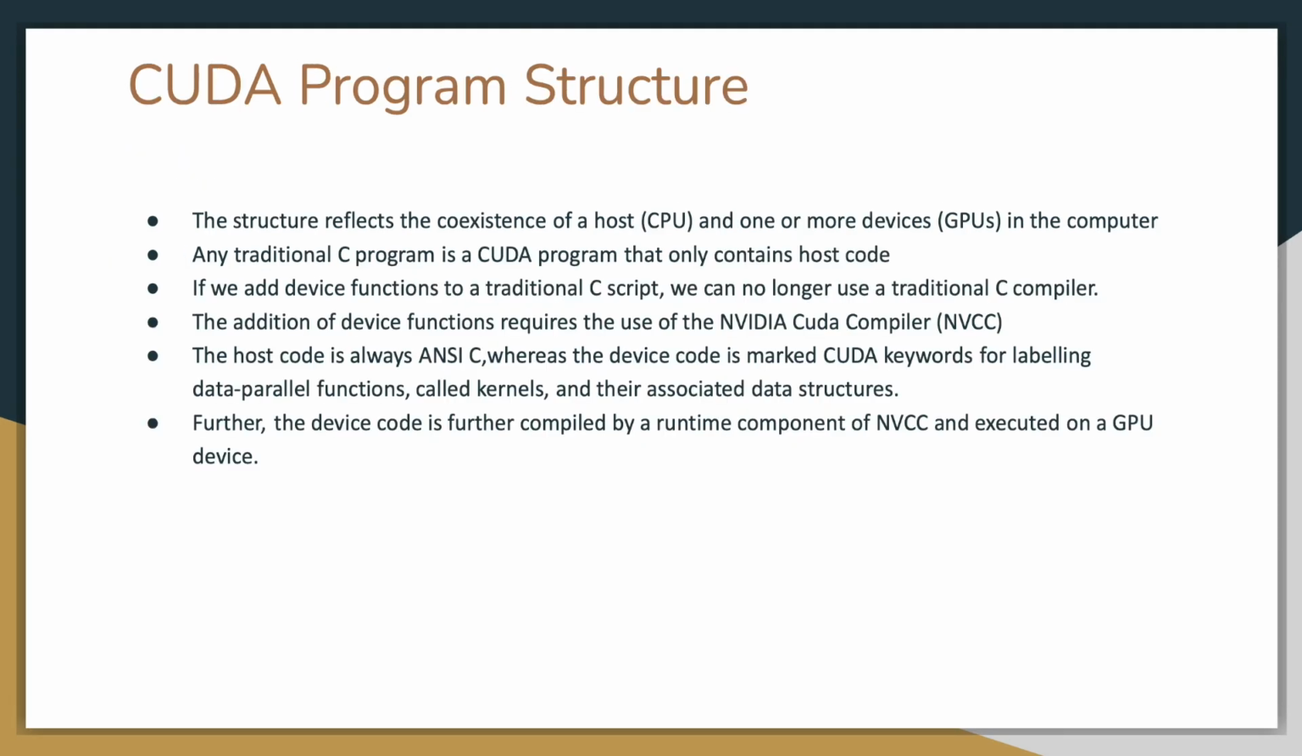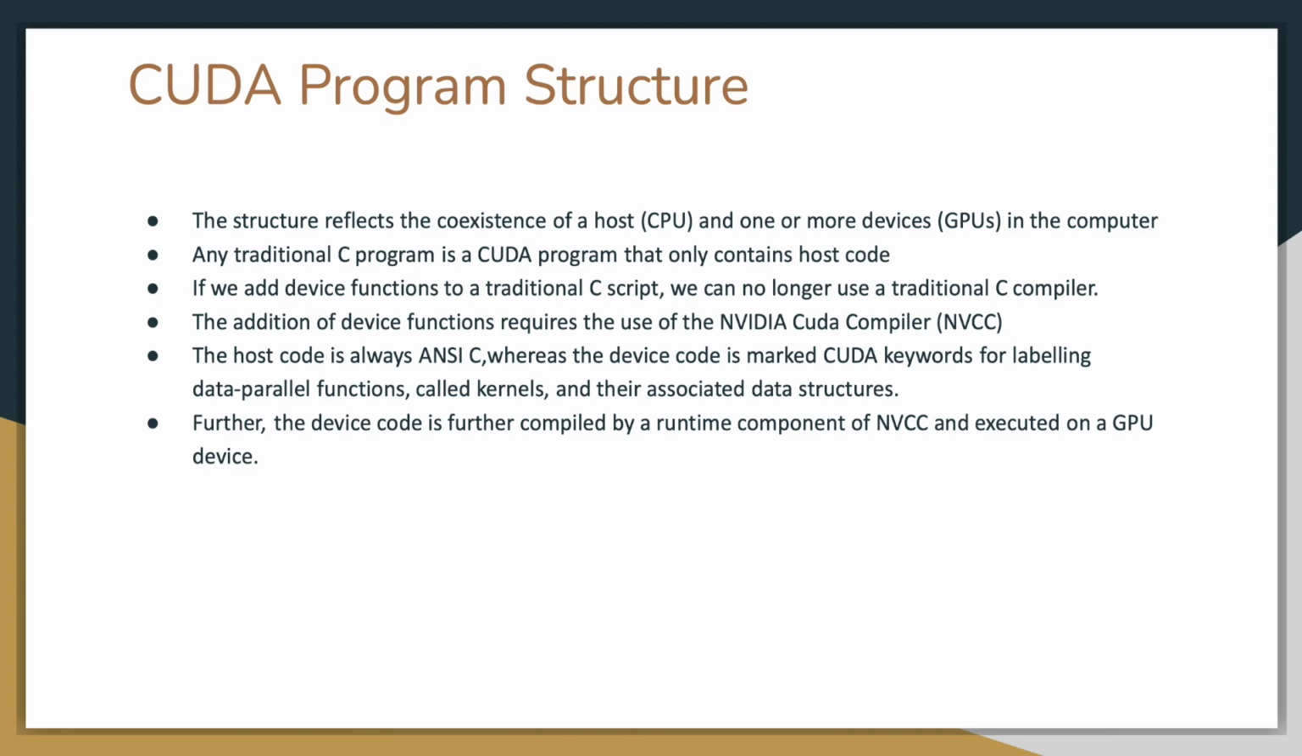So now we work on the CUDA program structure. The structure reflects the coexistence of a host, a central processing unit, CPU, and one or more devices, namely GPUs, in the computer. Any traditional C program is a CUDA program that only contains host code, meaning code that can only be run in a CPU.